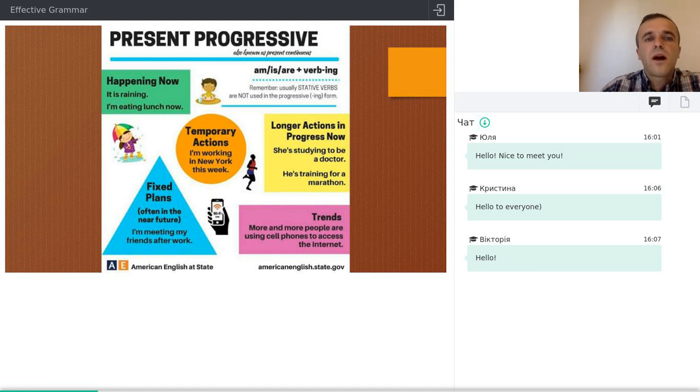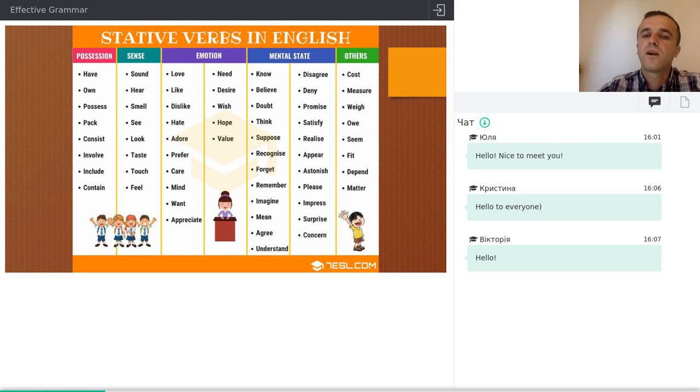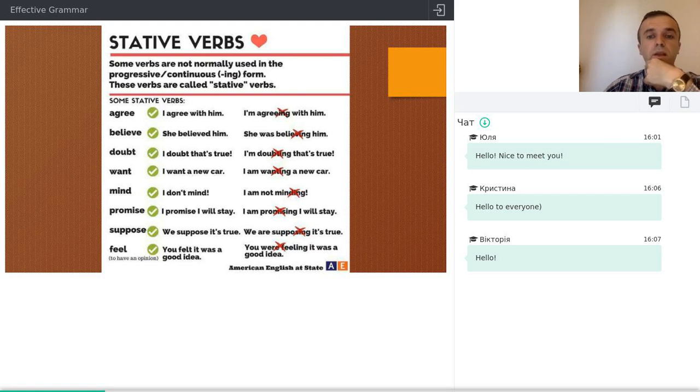Also, here is the formula how to form this present progressive or present continuous, and here is a rule, you know, that stative verbs are not used in the progressive, and in addition, you can speak on the stative verbs. You can give them such a colorful table where there is a panorama of all stative verbs in English, and if you want to elaborate them in particular, one by one, you can use these images.